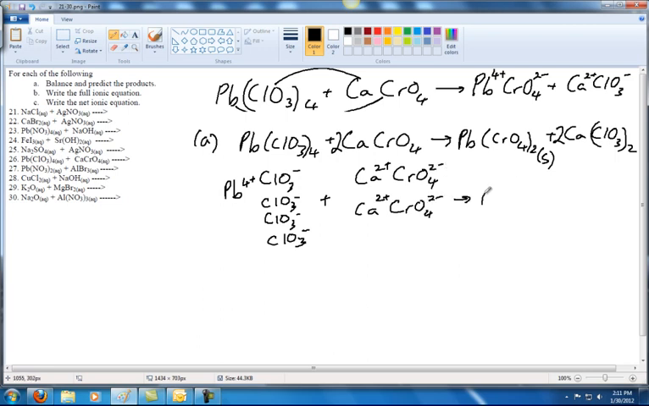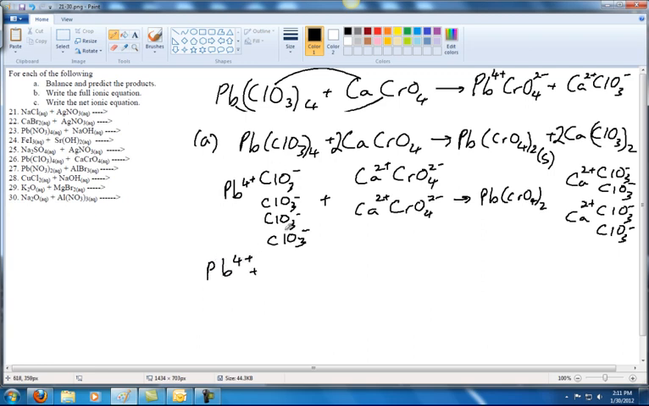The PbCrO4 2 does not split into ions because it's a solid. And this one's going to go Ca, ClO3, and we've got 2 ClO3s. And the charges here, 2 plus, and negative, negative, negative, and negative. Alright, so now we can go ahead and figure out how many of each we've got. So we've got 1 Pb4 plus. I've got 1, 2, 3, 4 ClO3 minuses. I've got 2 Ca2 pluses.